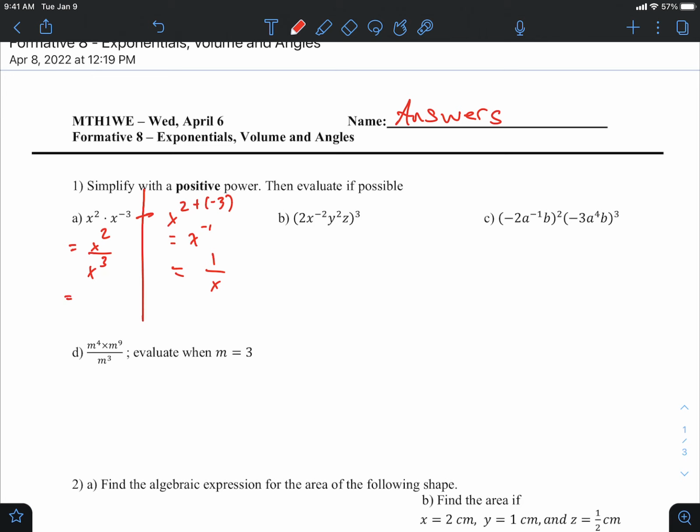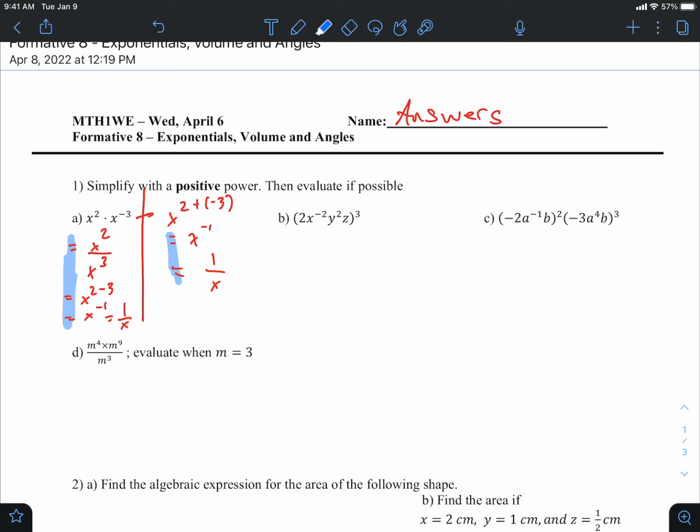Okay, if I finish this one off, it's going to be x to the 2 minus 3, which is x to the negative 1, which is equal to 1 over x. So either of those two methods, I suppose the one on the right might be a little quicker, less work, less steps.